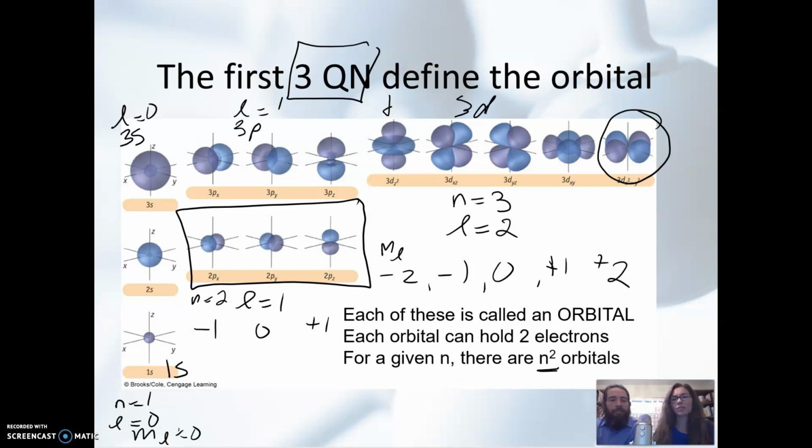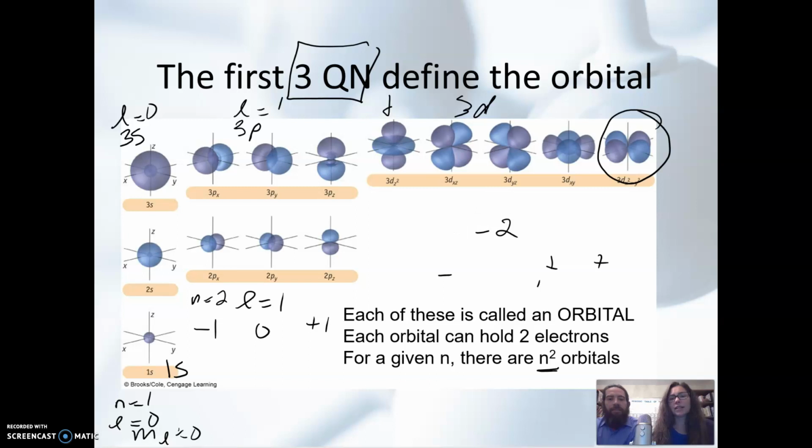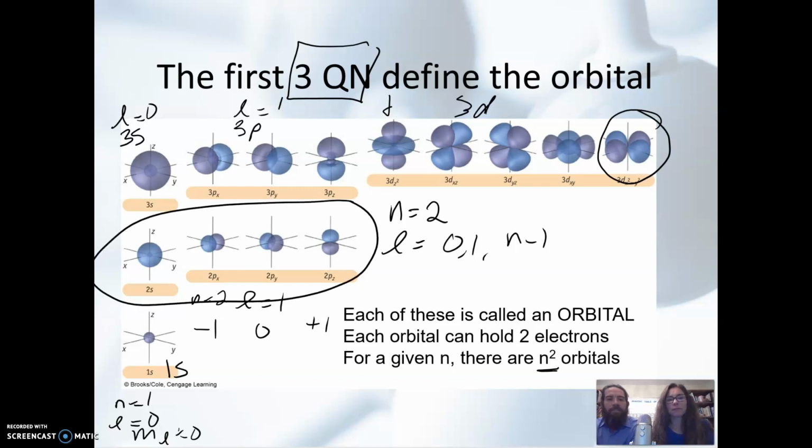Now coming back to, why don't we have a d for n equals 2? When n equals 2, l can be 0, 1, 2, 3, 4, up to n minus 1. Well, n minus 1 is 1 for n equals 2. So we don't have an l equals 2. We could have a sphere or a dumbbell shape. Yep, for n equals 2. So we only have 4 orbitals when n equals 2.